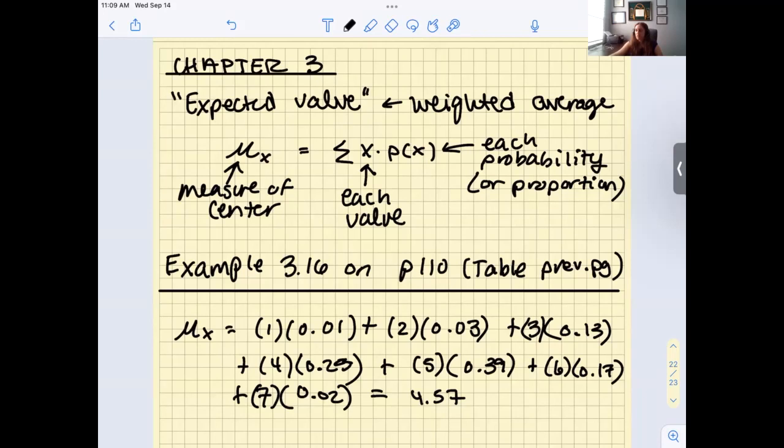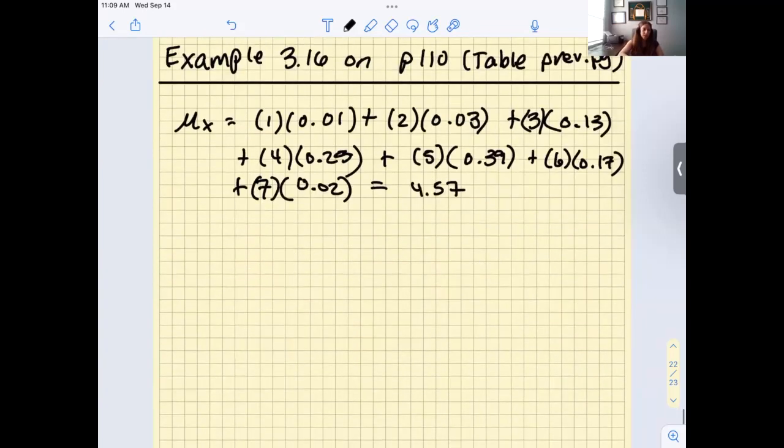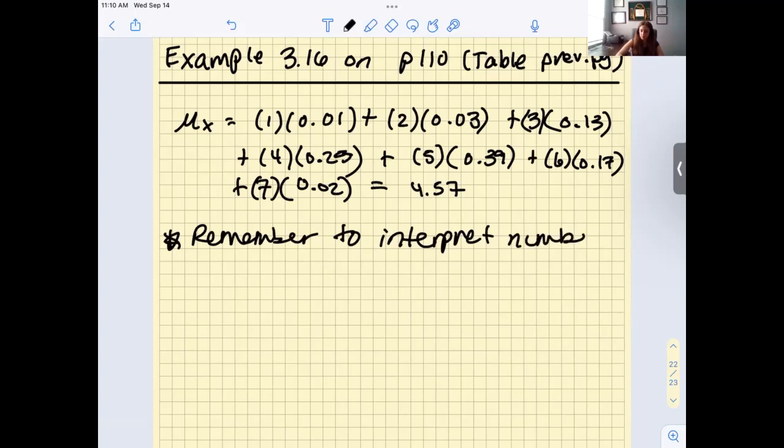So the issue with this number is you need to interpret it in the context of the problem. Can a student really take 4.57 courses? No, right? So make a note to yourself to remember to interpret the number in context of the problem.